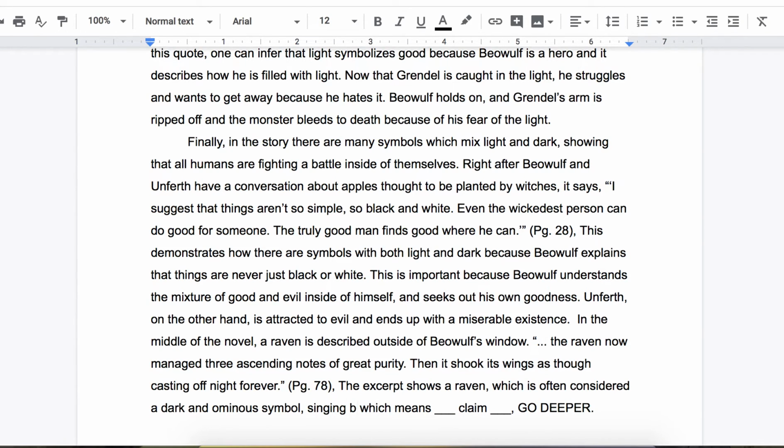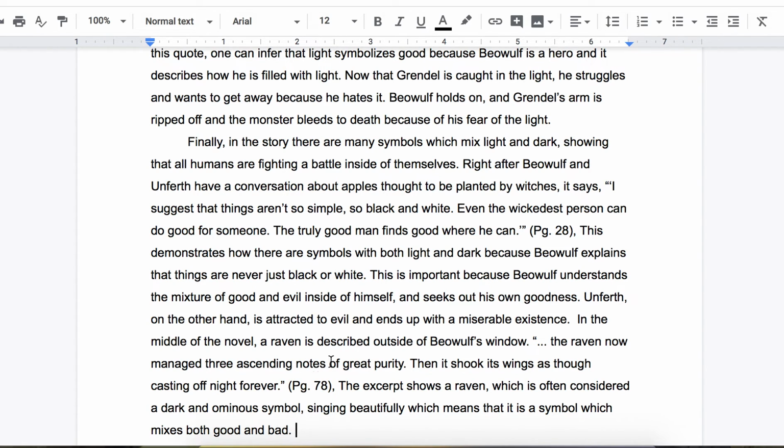beautifully, which means that it is a symbol which mixes both good and bad. Okay? So the excerpt shows a raven, which is often considered a dark and ominous symbol, singing beautifully, which means it is a symbol which mixes both good and bad. Okay, why does the author do it? Why is it important?